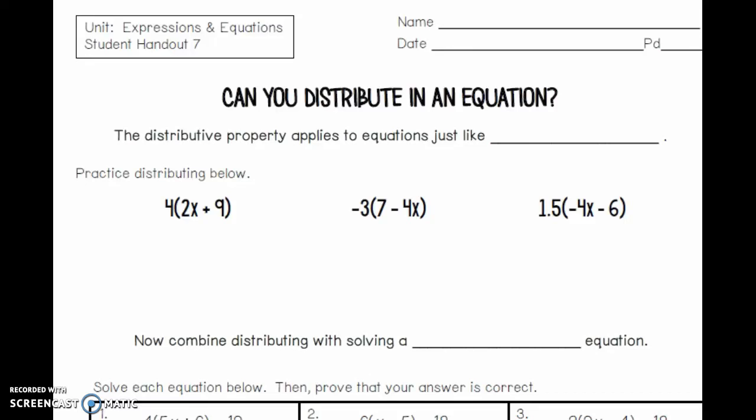Today we are going to distribute in an equation. Make sure you have these handouts in front of you. Make sure your name and date are at the top because you're going to need to show us your notes when you get done. The distributive property, you guys already know what that is. It applies to equations just like it did to expressions.